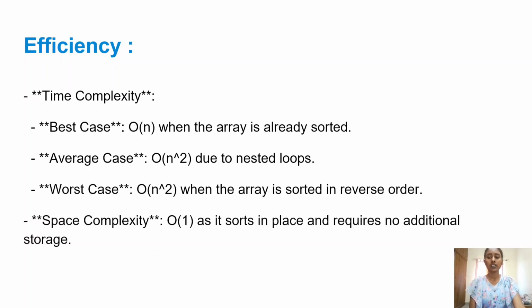Efficiency in insertion sort. Time complexity, in which best case, average case, worst case, and space complexity. Best case, here O of n when the array is already sorted. In average case, O of n square due to the nested loops. In worst case, O of n square when the array is sorted in reverse order. Space complexity, O of 1 as it sorts in place and requires no additional storage.